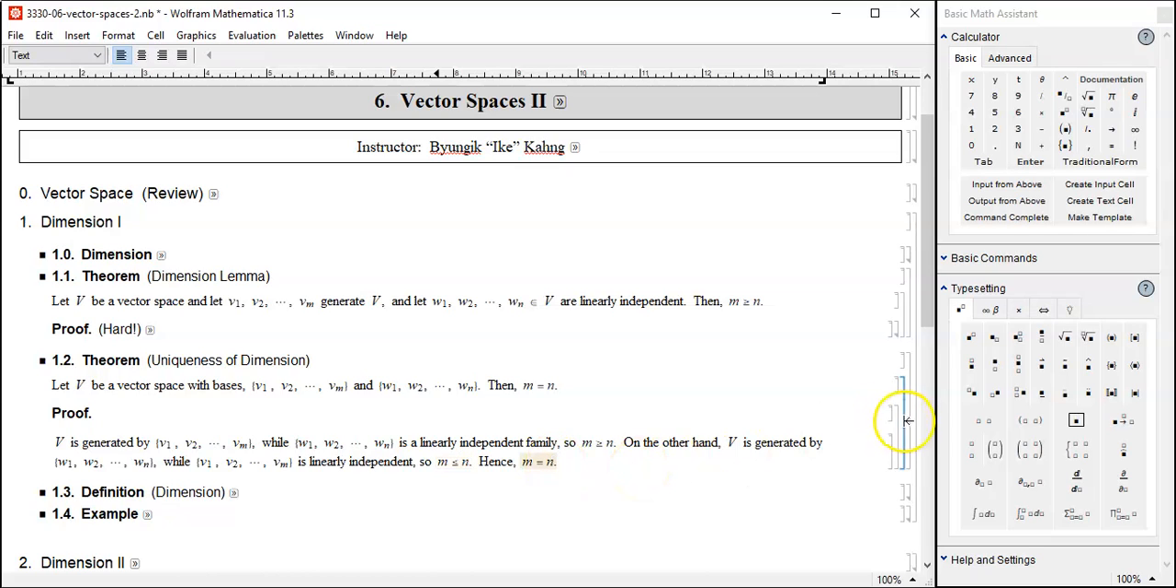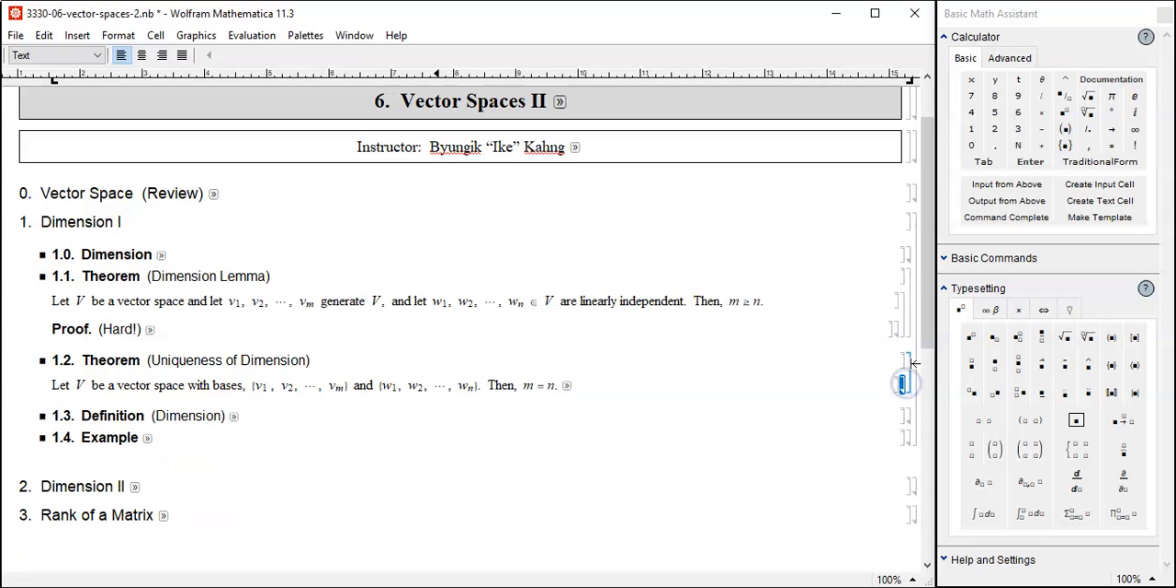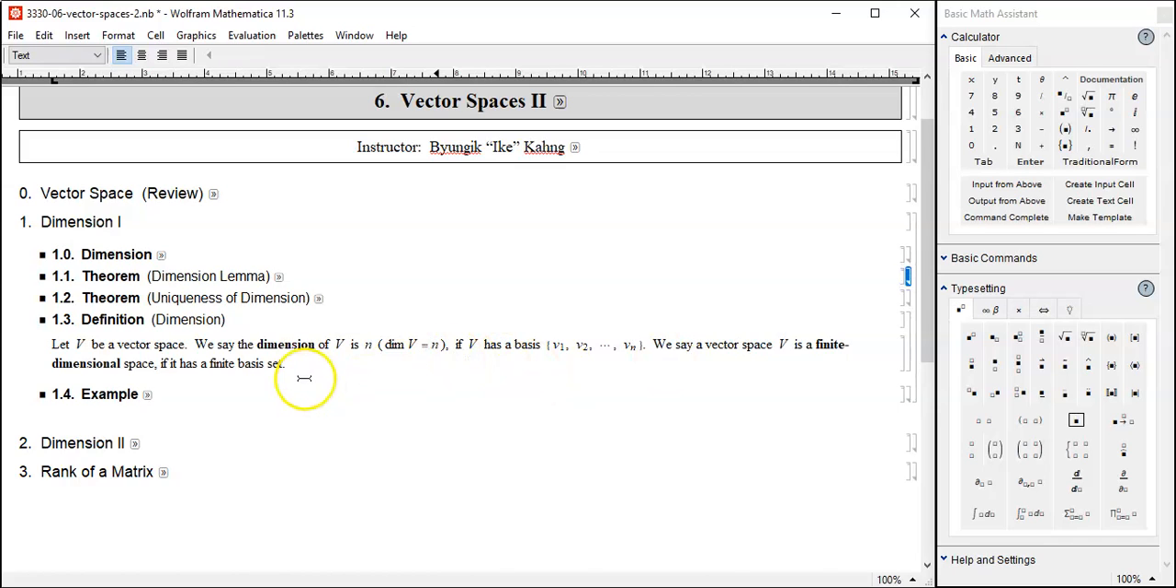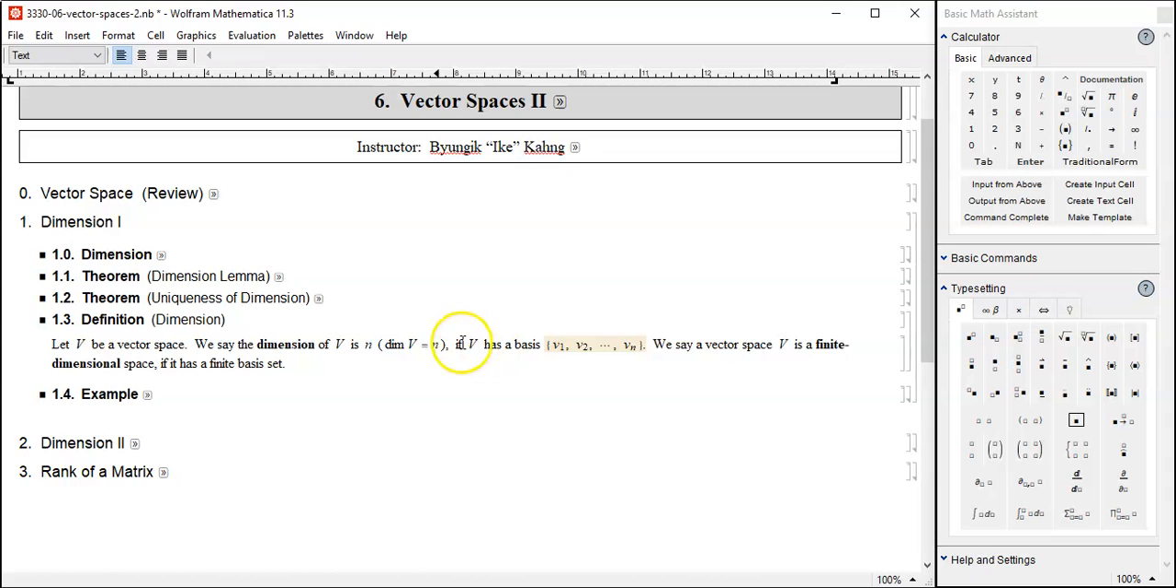That completes the proof. And the implication of this proof allows us to define the concept of dimension like this. If it has a basis V1, V2, V3 all the way up to Vn, then another basis, or still other bases, they all have the same number of basis vectors. So we're going to call that common number of basis vectors the dimension, and we're going to write it as dimension of V is equal to n. That's how we define dimension.